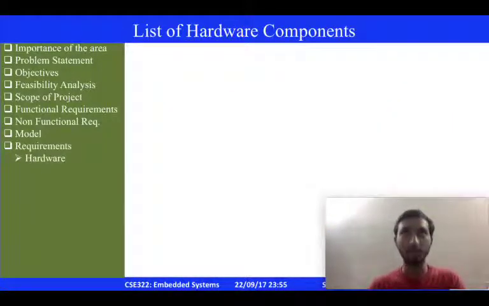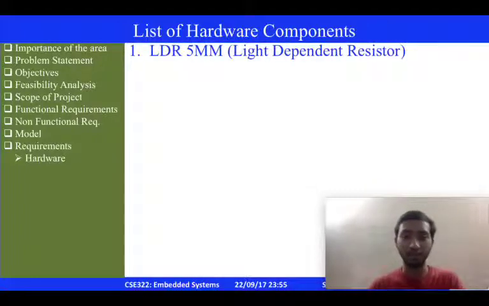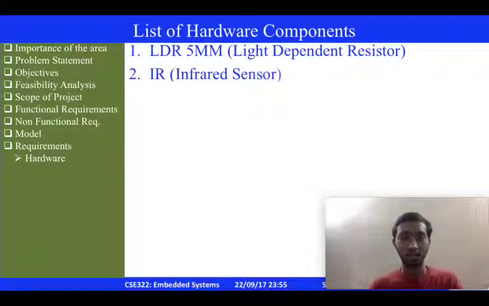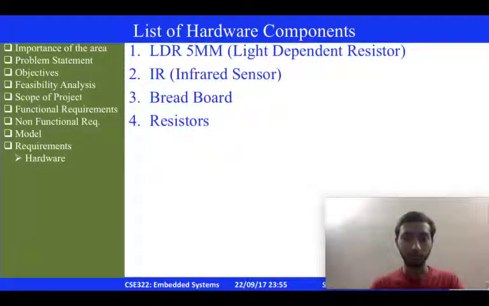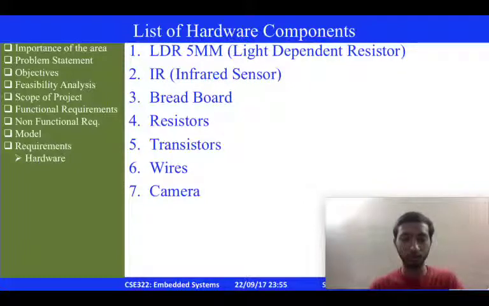So now there is a list of hardware components. The first one is the LDR, which has a range of 5 mm, and then there is one infrared sensor, and then a breadboard, resistors, transistors, wires obviously we would use for the circuit, then a camera, and then the Arduino board.